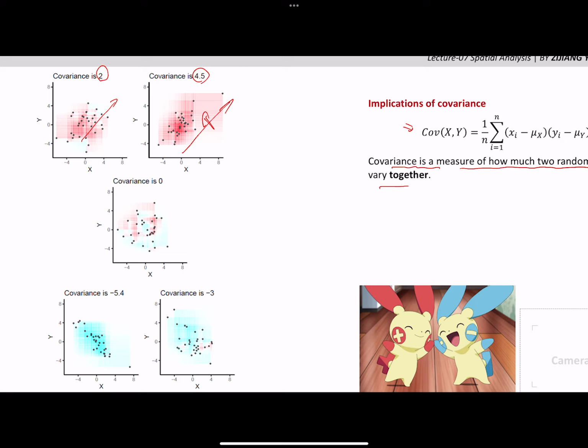correlated than the rest. On the other hand, if we have covariance equal to 0, it means that they are mainly unrelated. We can also have negative covariance, which means x and y are negatively correlated. And we can see that if we have a larger covariance, it means they are better correlated.